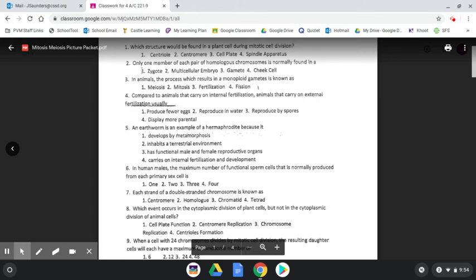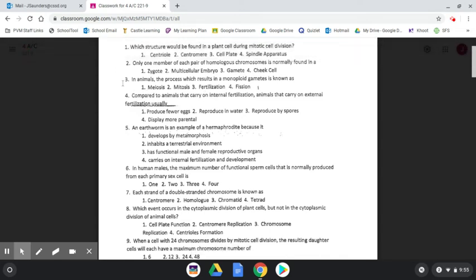Number two, only one member of each pair of homologous chromosomes is normally found in a gamete. So a sex cell, why do I know this? Only one member of each of the homologous chromosomes. So that means not 46X, but 23X. Remember, mitosis is regular body cells. It goes from 46X to 46X in the daughter cells. Meiosis goes from 46X to 23X because it has to halve the chromosome number. Sperm and egg only have half. Sex cells only have half. So at fertilization, they come back together and make 46.